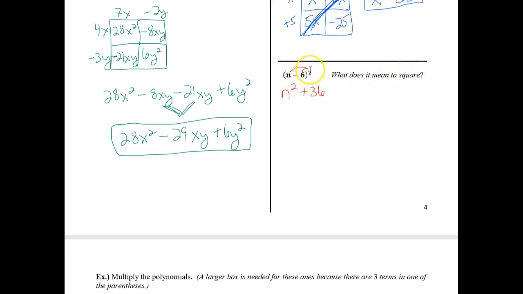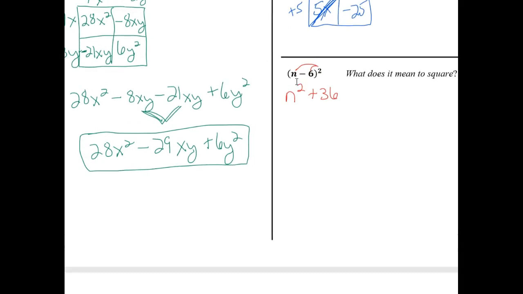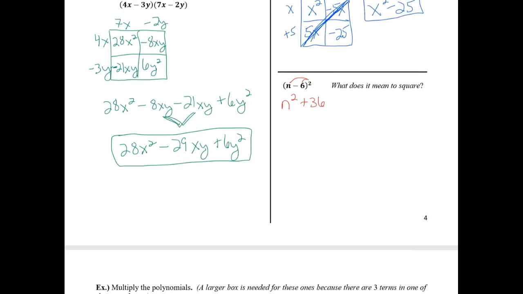So if I want to square this whole quantity, this whole parenthesis, squaring means multiply it by itself. So when we do this, n minus 6 squared really means n minus 6 times n minus 6. So again, multiplying or squaring means multiplying by itself. Alright, so write it out and then let's do the box method and see what happens here.